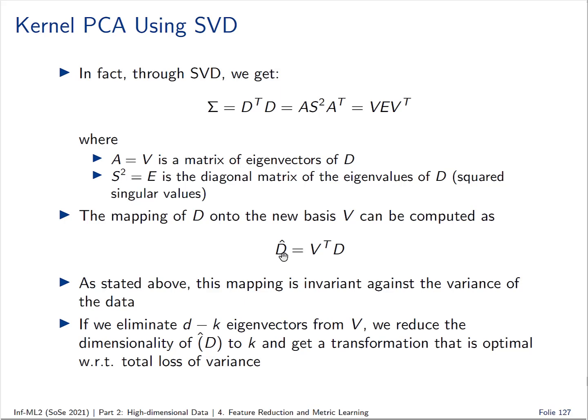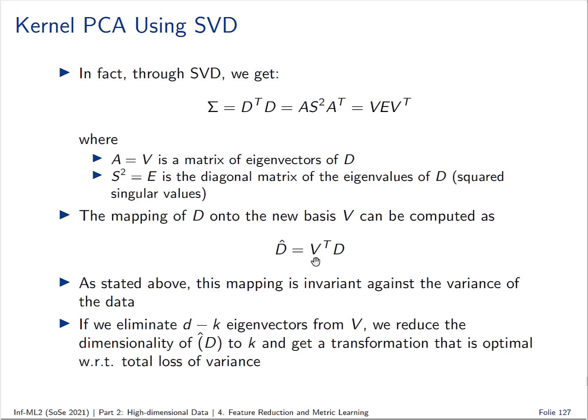In the new feature space, the mapping is invariant against the variance of the data. If we eliminate D minus K eigenvectors from V, so we only take the K strongest eigenvectors with the highest eigenvalues for V, we reduce the dimensionality of D hat to K, and get a transformation that is optimal with respect to the total loss of variance. That's how we know PCA actually.